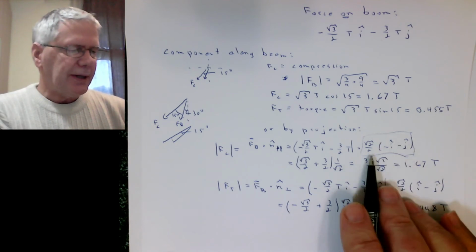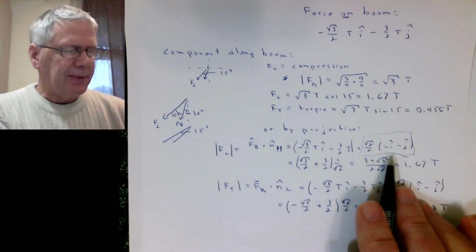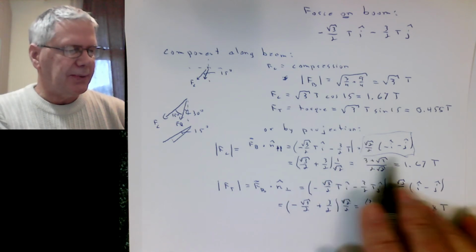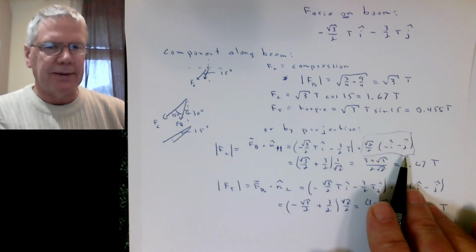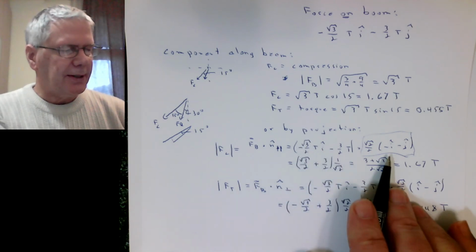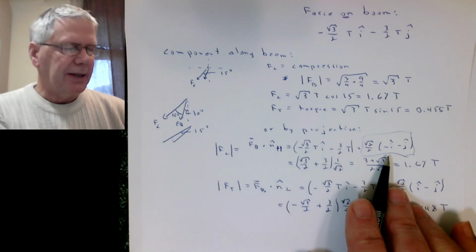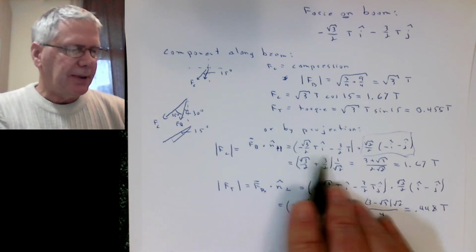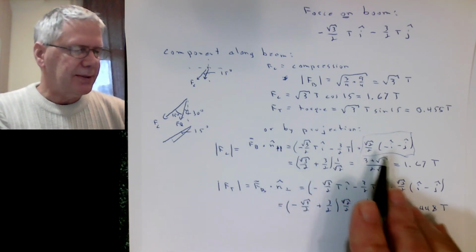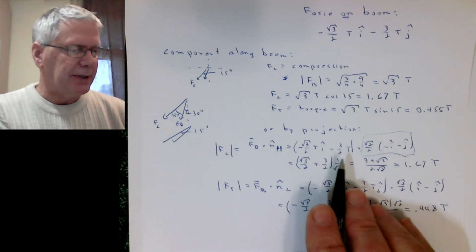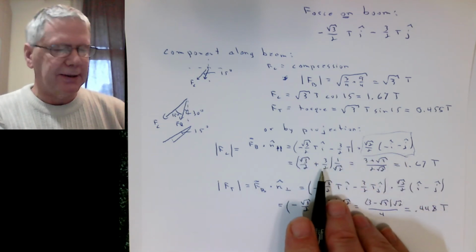But I need a unit vector, so I have to divide that by the square root of 2, which is the same as the square root of 2 over 2. So this quantity in the square is a unit vector. If I take my force vector and I take the dot product with this, I'll get the magnitude of the force in that direction. So the dot product is just the I part here times the I part here, so minus 1 times minus square root of 3 over 2, minus 1 times minus 3 over 2, and I add those up.